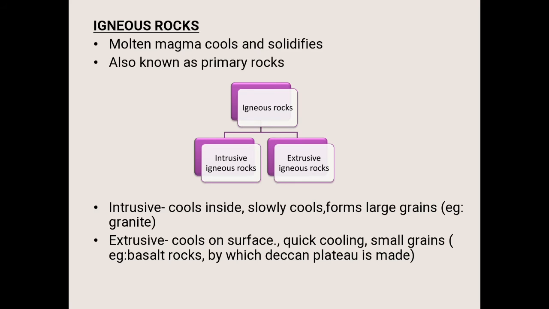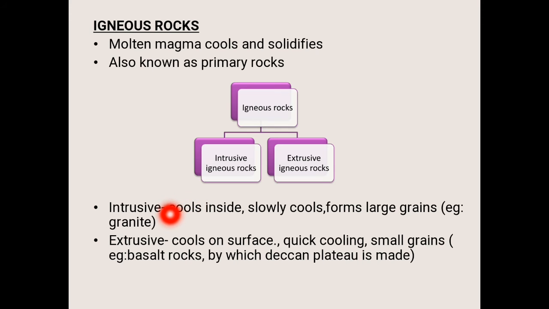Then in the mantle there is magma, and when this molten magma cools, it solidifies and forms igneous rocks. These igneous rocks are also known as primary rocks. Igneous rocks are of two types: intrusive igneous rocks and extrusive igneous rocks.